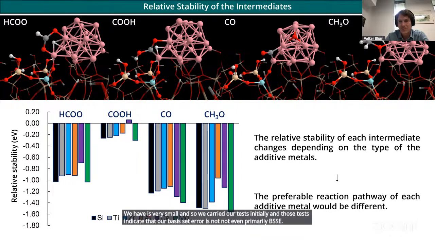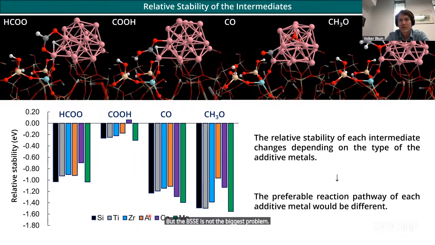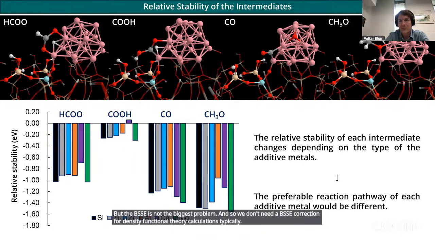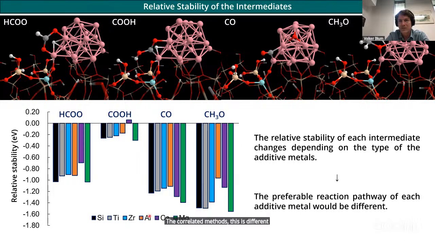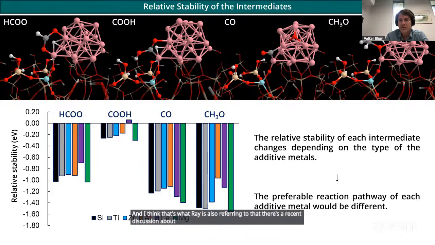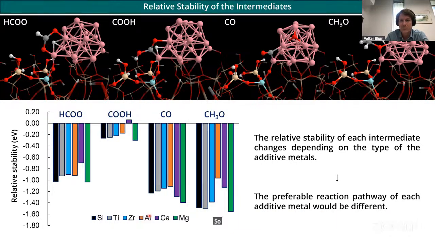In fact, if you want to increase the basis set, you may improve other things of the density, but the BSSE is not the biggest problem. So we don't need a BSSE correction for density functional theory calculations typically. For correlated methods, this is different because you have a sum over unoccupied states, and there we can do a BSSE correction. I think that's what Ray is also referring to, that there's a recent discussion about BSSE correction and how to do that for periodic systems in the right way for a random phase approximation. But for the calculations here, it isn't a strong necessity. So they work without it all over FHI-aims.